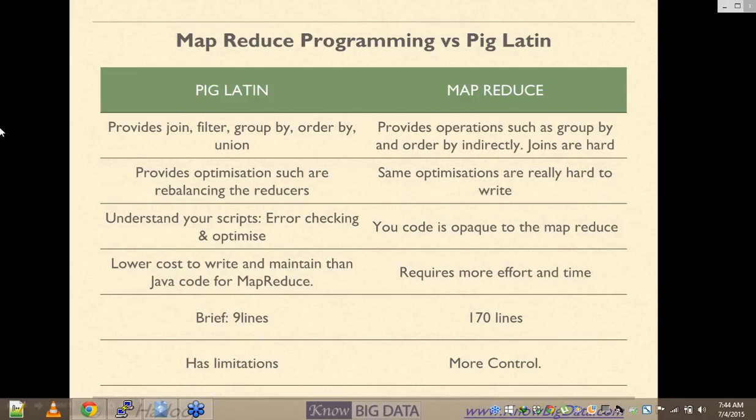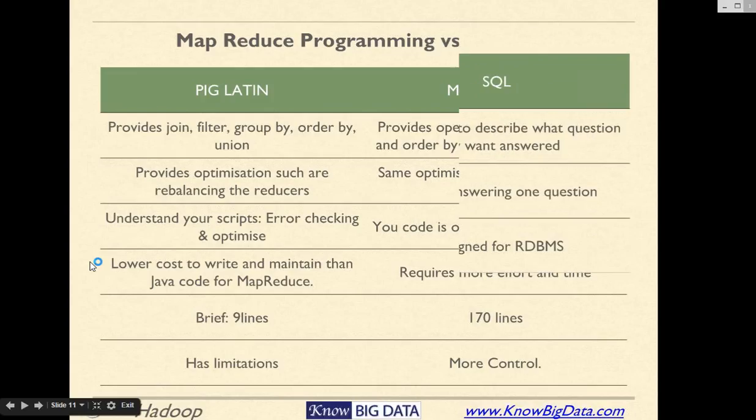However, Pig has some limitations because you don't have a lot of granular control. It is more of a language, and you have to use the language constructs. So Pig has some limitations, whereas you have a lot of control when you express your problem in terms of Java MapReduce, right?